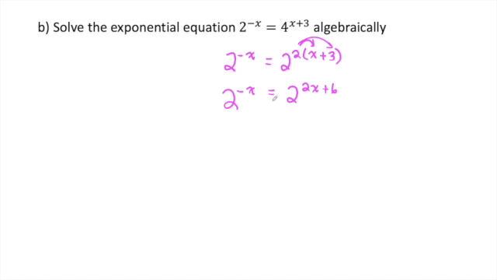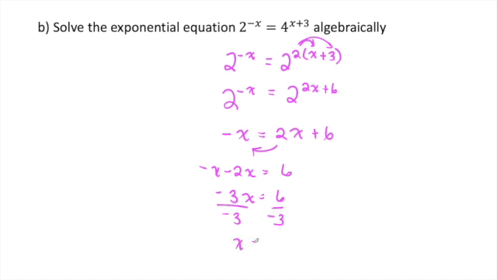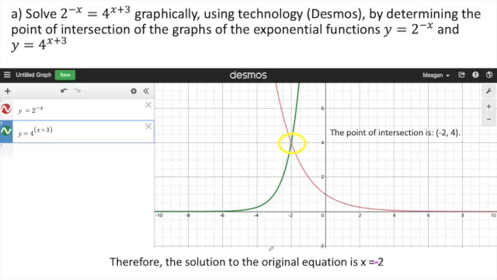Okay, then because your bases are the same, you can set your exponents equal to each other. Let's bring this positive 2x to the other side by subtracting it. So you're going to get negative x minus 2x is equal to 6, which becomes negative 3x is equal to 6. Divide both sides by negative 3, so then you should get x is equal to negative 2. So you'll notice that x equals negative 2 is the same as the solution from graphing.